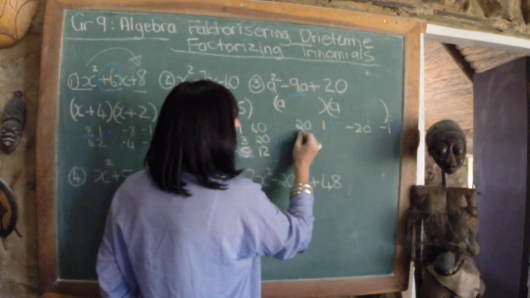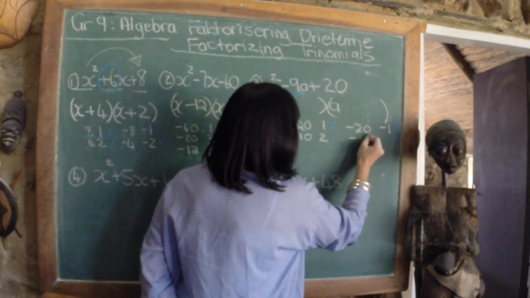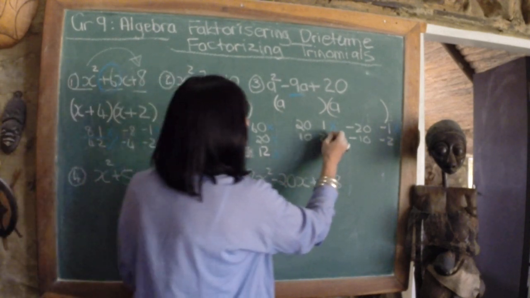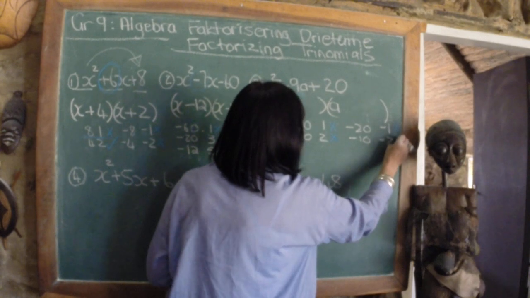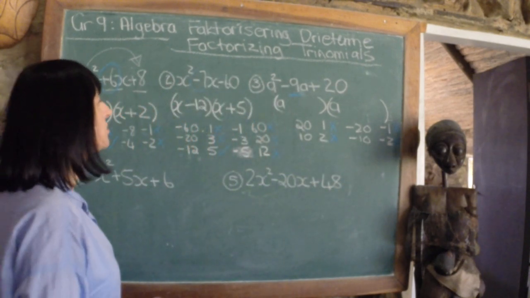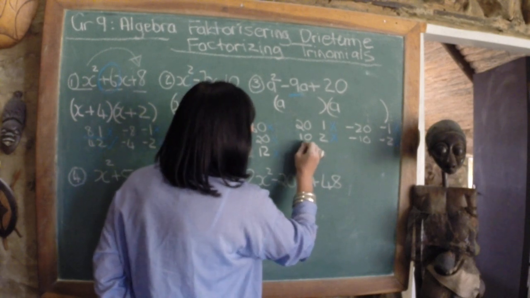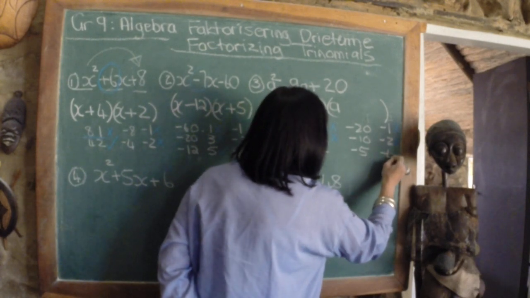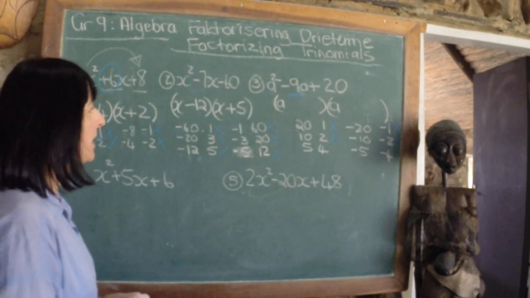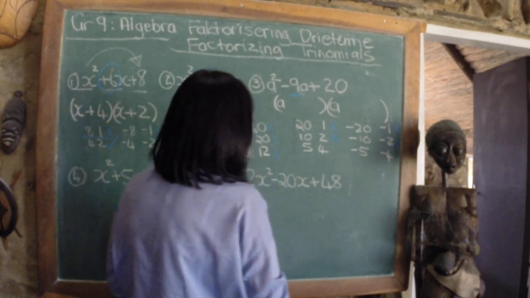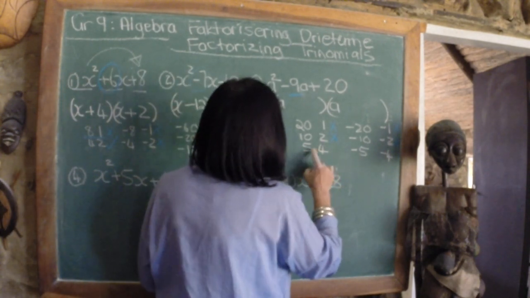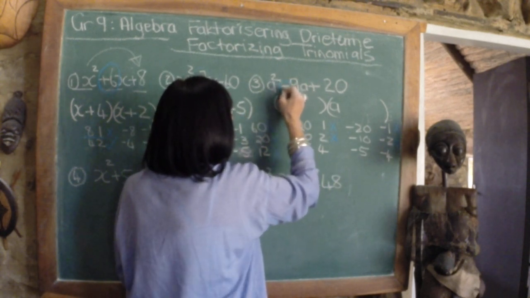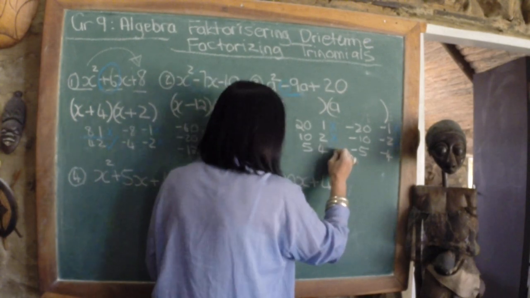Kom ons gaan probeer 10 en 2. Minus 10 minus 2. If I add that up, it gives me 12. Not going to work. Minus 12. Not going to work. Okay, let's go on to 5 and 4. 5 times 4 gives me 20. Minus 5 maal minus 4 gee vir my plus 20. If I add these up, it gives me 9. I need minus 9. Very important, not 9. So this one is not going to work.